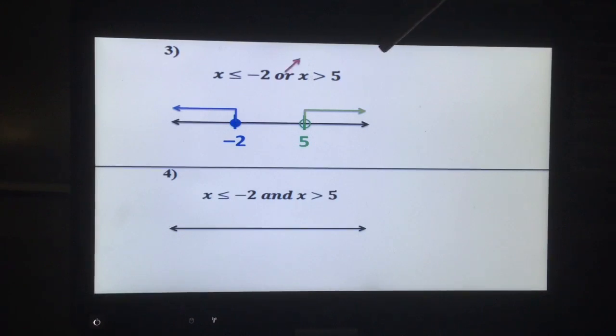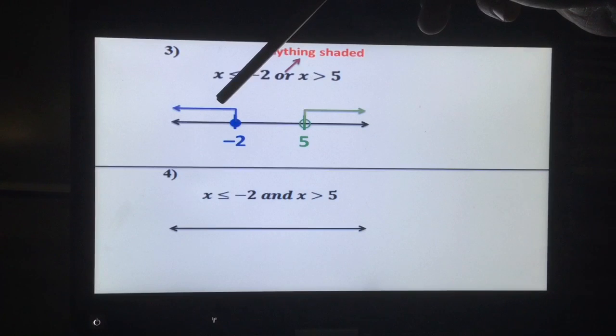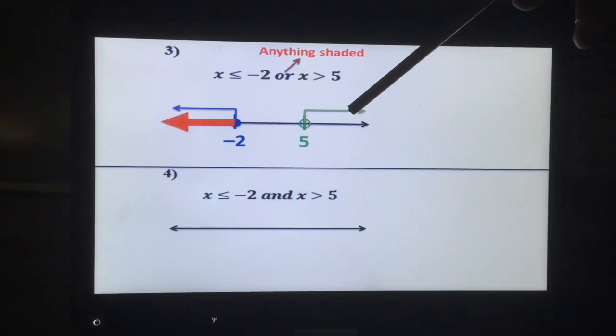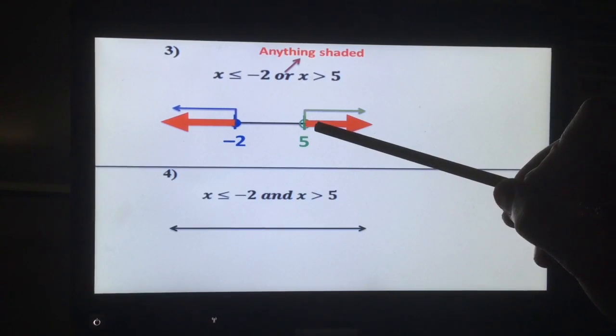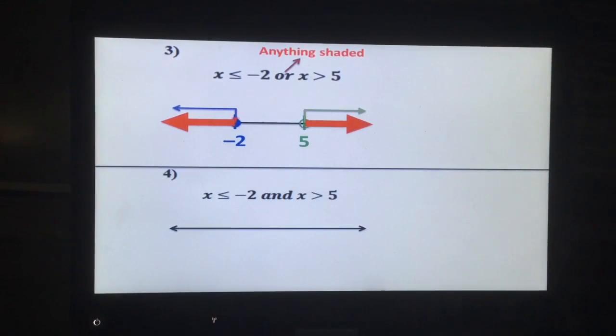All right, so the region that would have to be shaded would be, again, this is an OR problem. So this is anything shaded. So this is shaded, so I'm going to include it. This is shaded, so I'm going to include it. Now we have an open circle here, so we would not include the 5. We have a closed circle here, so we would include the -2. Okay, so that's what the graph should look like.